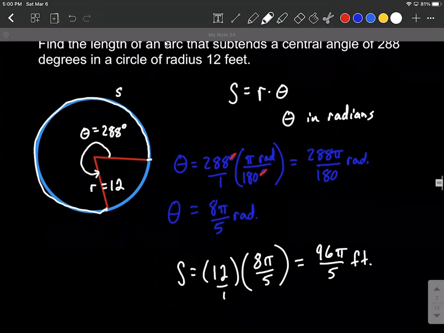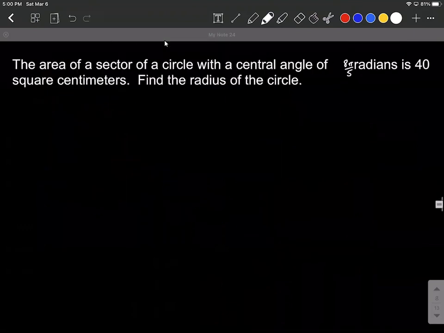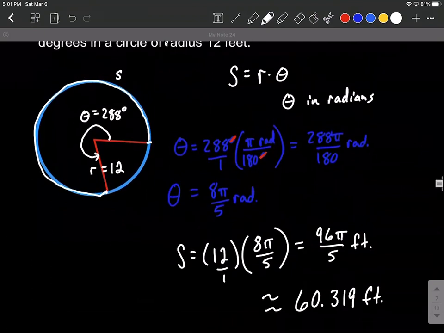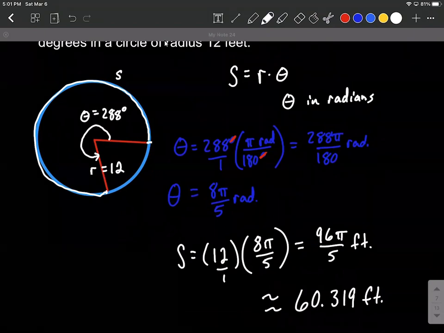Now, if we wanted to reduce this down and get an approximation to go along with this, to be clear, we just found an exact answer, and we like exact answers, but if you wanted to get an approximation, you'd put it in the calculator and get about 60.319 feet. Sometimes in practical applications, getting approximations makes a whole lot more sense. If you were actually building, say, a retaining wall or something like that, and you had to go to the store, it makes more sense to say I need just over 60 feet of material instead of 96 pi over 5 feet.